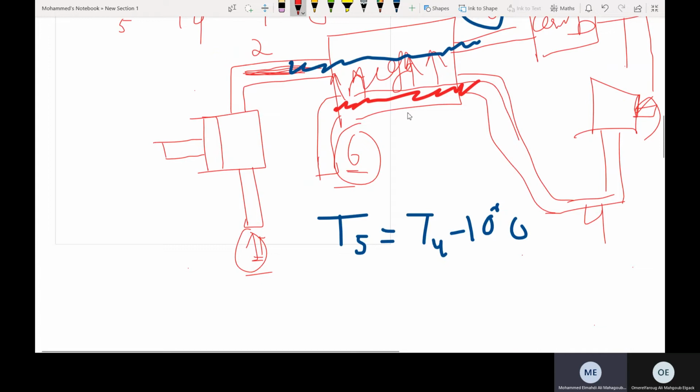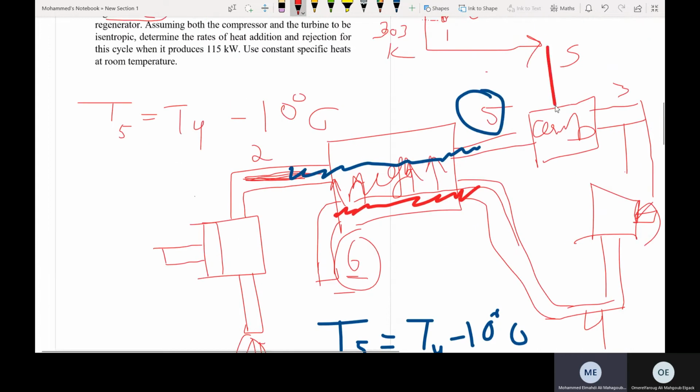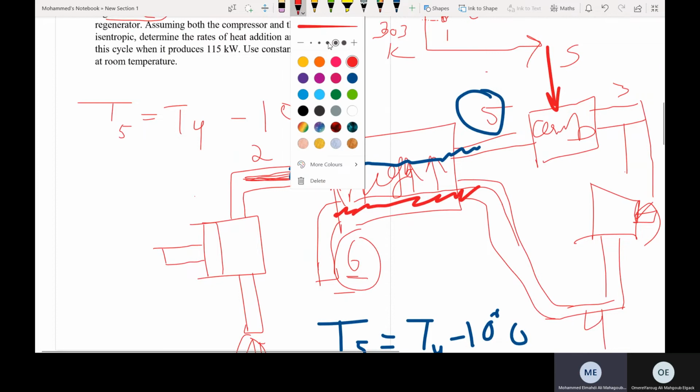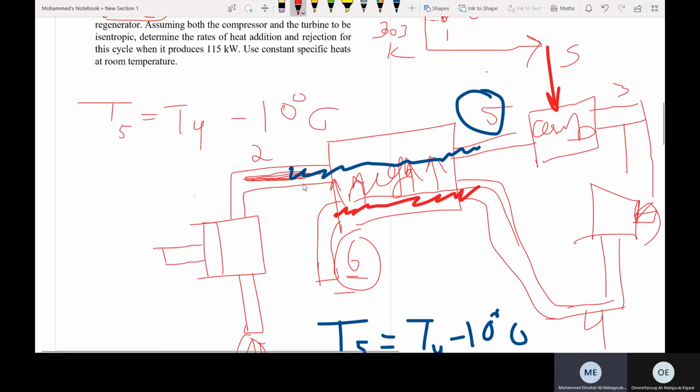And there is another thing in the regenerator. What's the amount of heat that was saved? Of course, in the combustion chamber we are going to have the heat addition. So what's the amount of heat that was saved? This amount of heat is the amount that was saved between 5 and 2, because we added it using the regenerator, not an external source. Using the regenerator and not an external source. So this amount was saved.